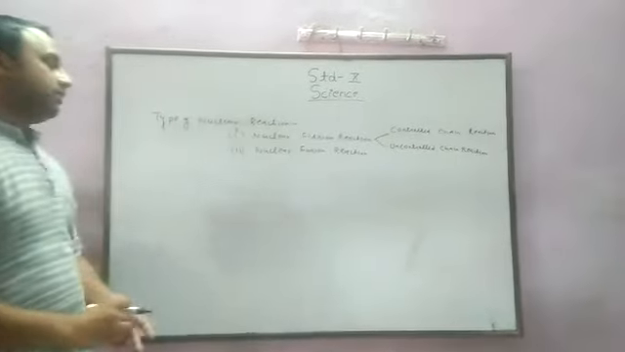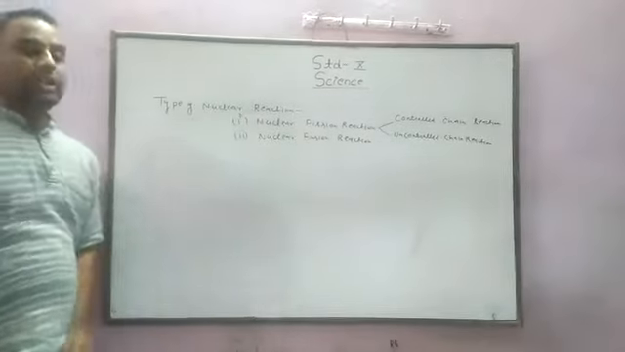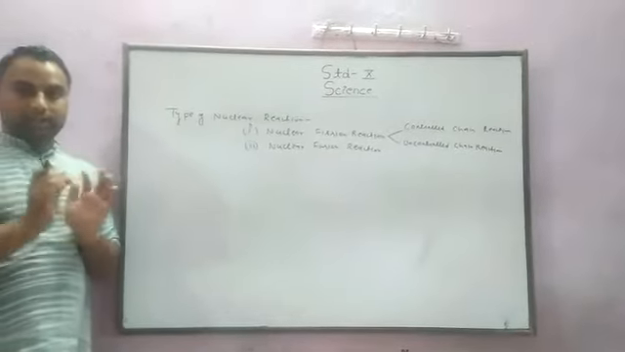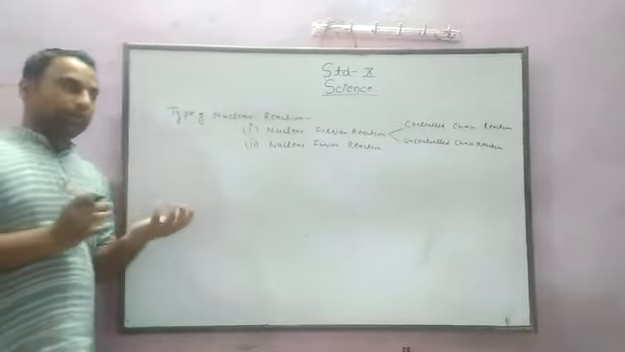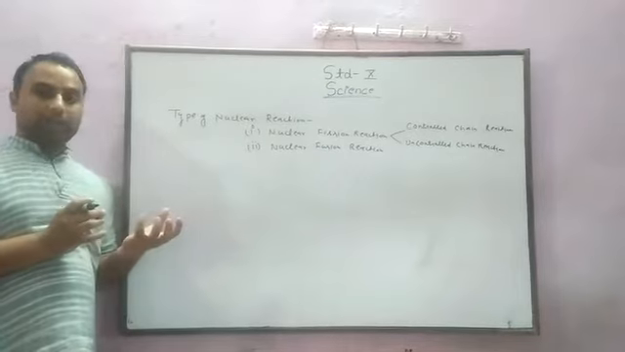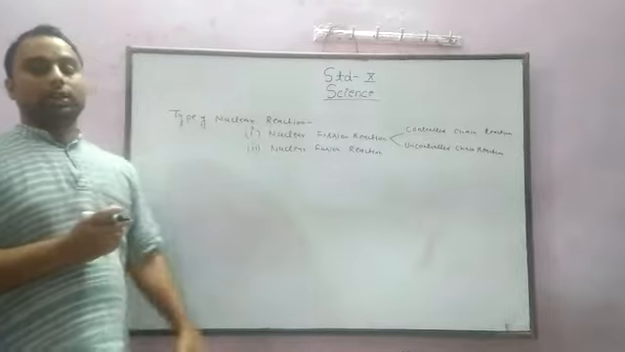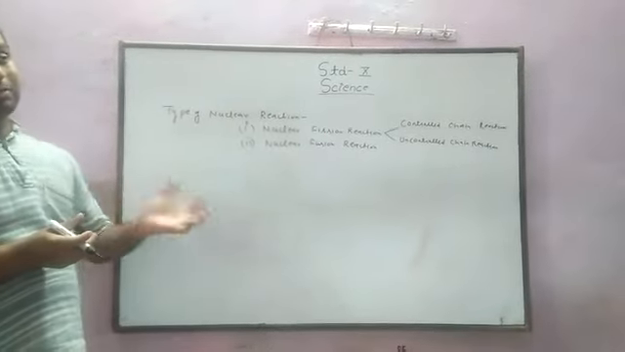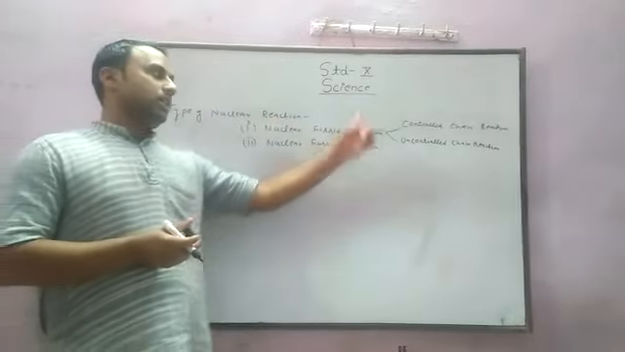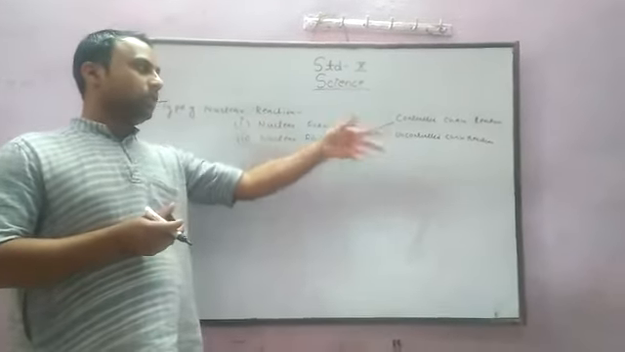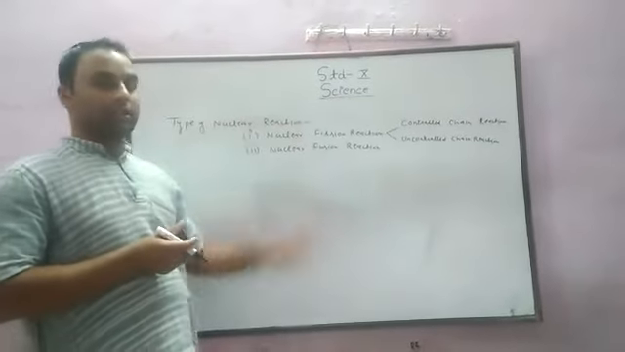First, we define the nuclear fission reaction. What is a nuclear fission reaction? When a heavy nucleus breaks into smaller, medium-sized nuclei, that type of reaction is known as a nuclear fission reaction. When a heavy nucleus is bombarded with neutrons, its nucleus breaks into two or three or more nuclei. This type of reaction is known as a nuclear fission reaction.